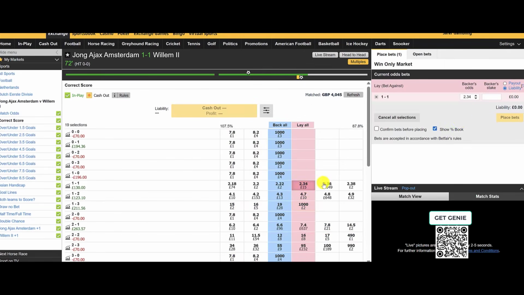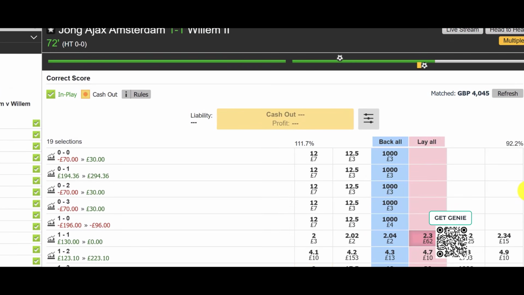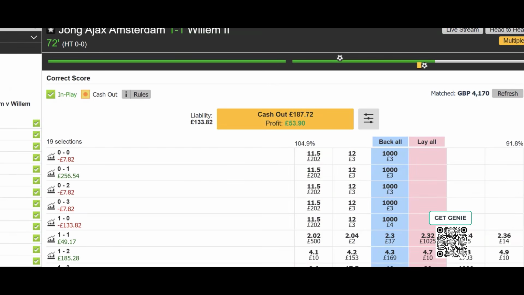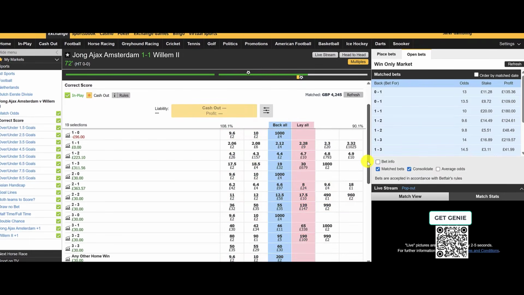The goal we were looking for has just arrived and Willem have equalised. So let me quickly move right now because obviously this match is heating up. What I'm going to do is remove the profit we have on the 1-1 and we're really going to go for it. We're going to go for a winning or a go-ahead goal at least in this one. So we've got break even on the 1-1 if it does remain 1-1. Then we've got profits on the 1-2, 1-3, also 2-1 to Ajax.